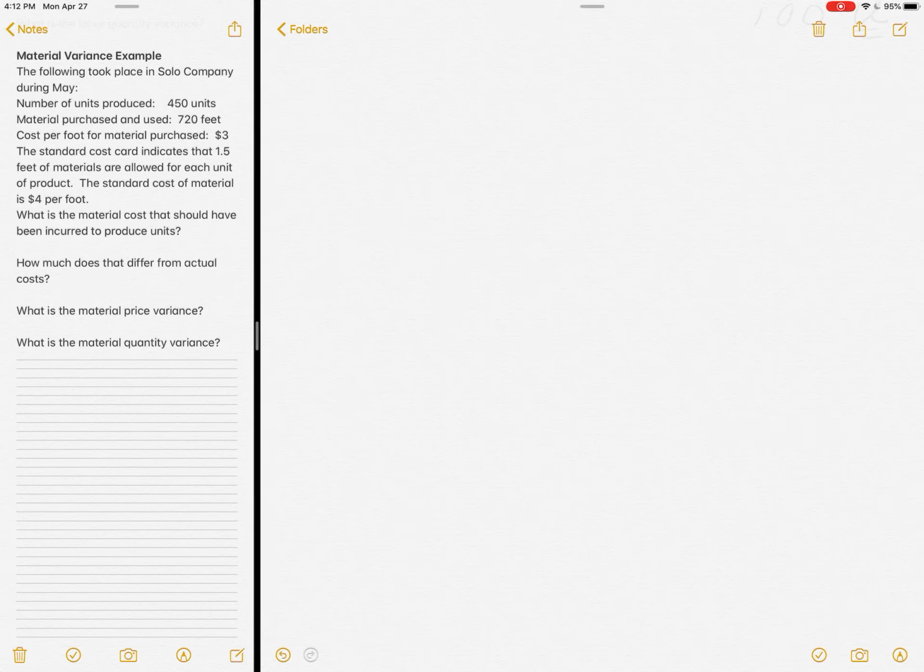Now, I want to warn you, when you look into the material variances, that we want to make sure we're focusing on the material and not the number of units. They give you those number of units so that you can figure out how much material should have been used. So let's start there. We start with the number of units that they produced. Then I'm going to multiply that by the standards.